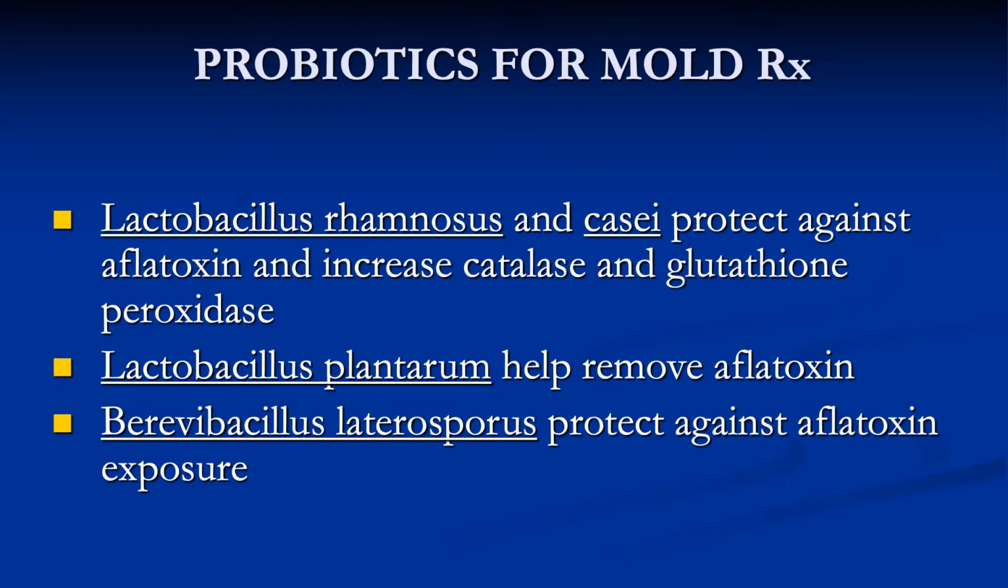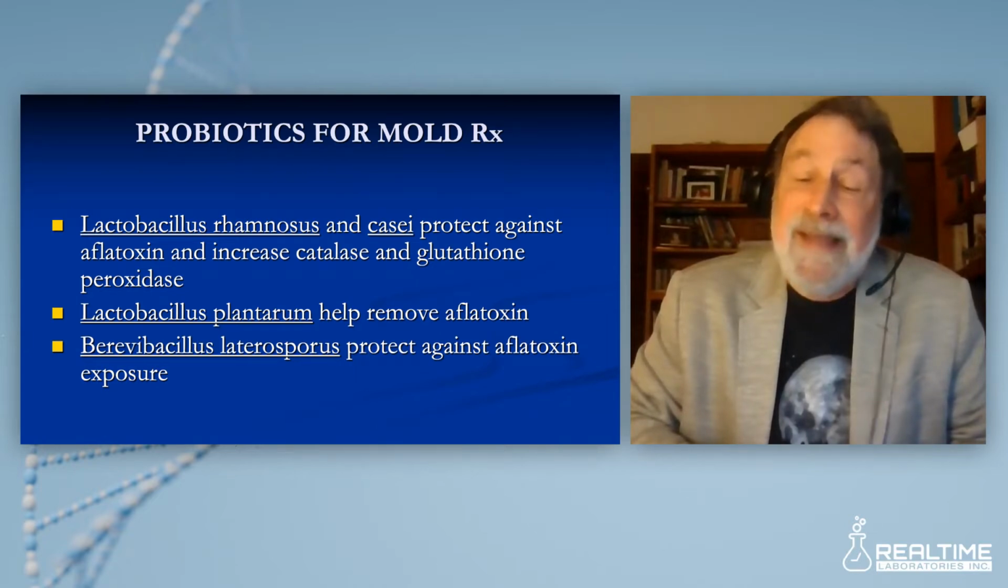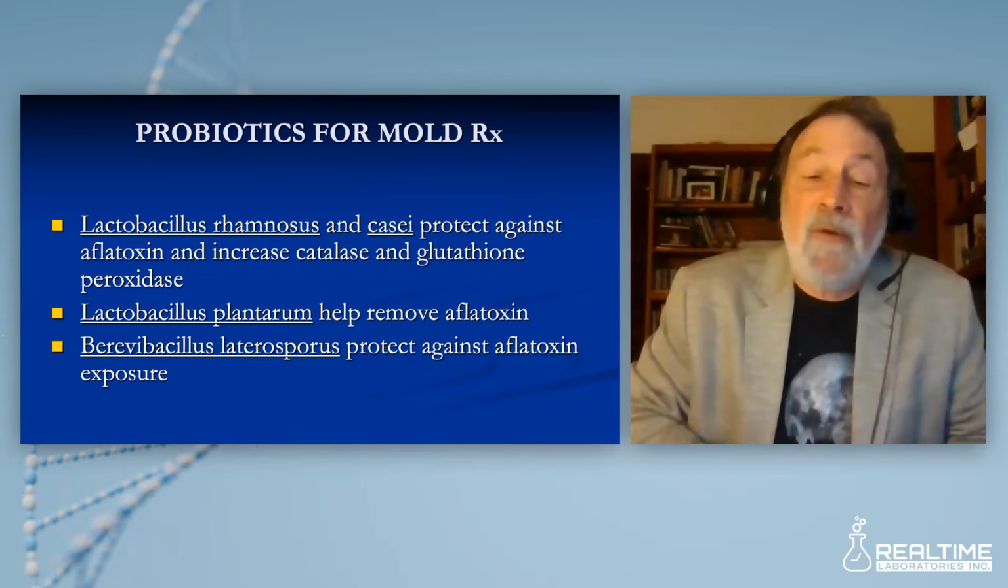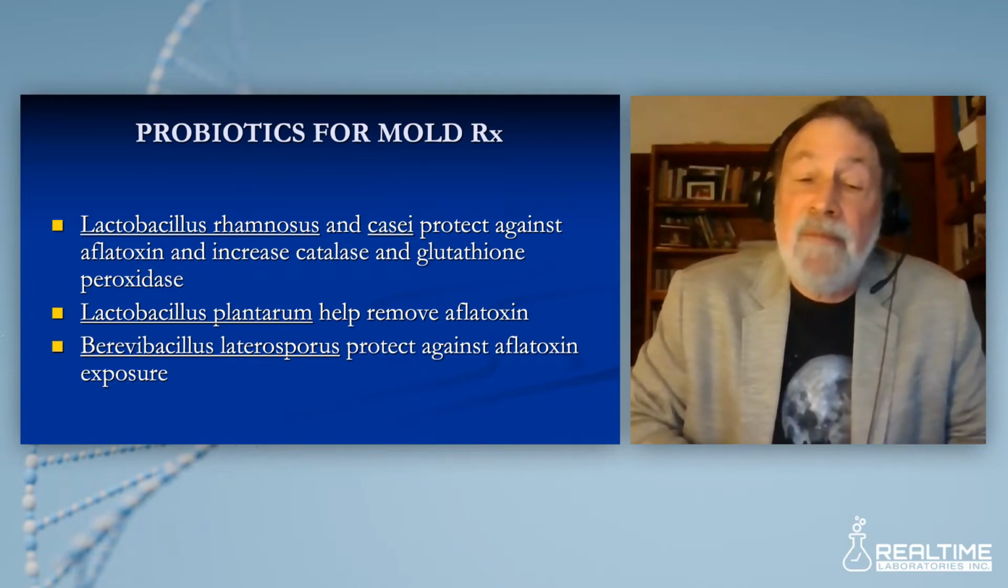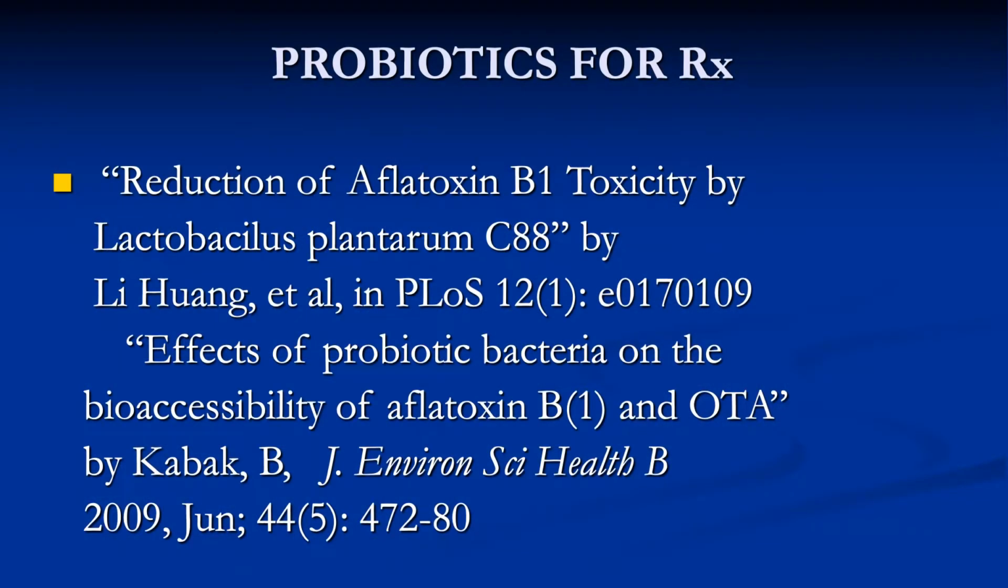Okay, other treatments for mold. We know that certain probiotics can have a specific effect. For example, Lactobacillus rhamnosus and casei protect against aflatoxin, and they increase catalase and glutathione peroxidase to improve the body's ability to make glutathione. Lactobacillus plantarum can also help remove aflatoxin, as can, I can't even pronounce it, Brevibacillus laterosporus. And here are a couple of papers documenting that.